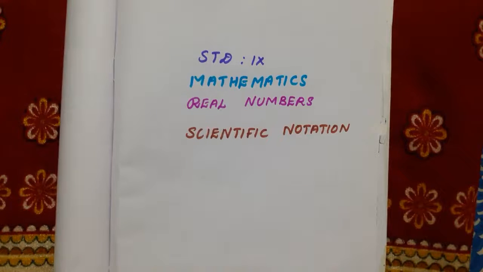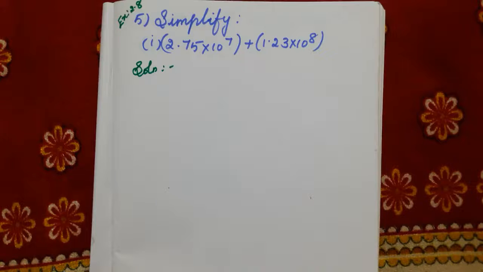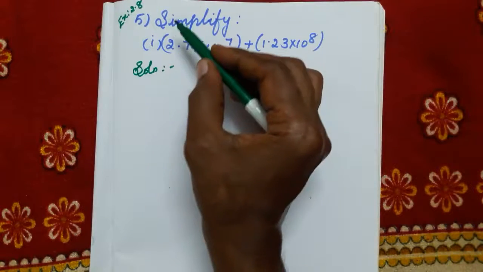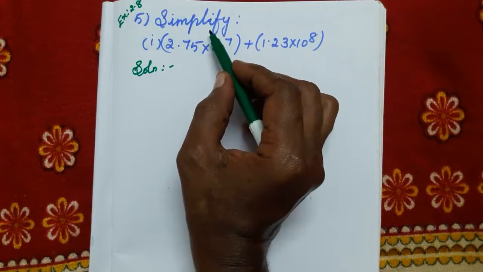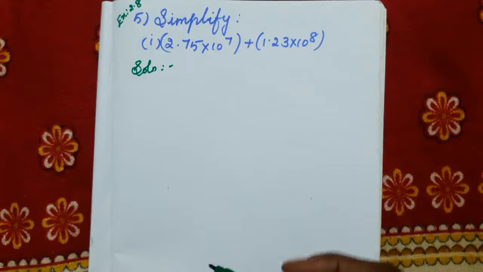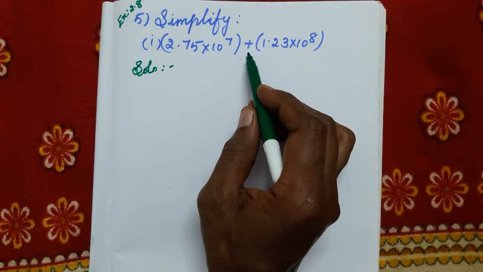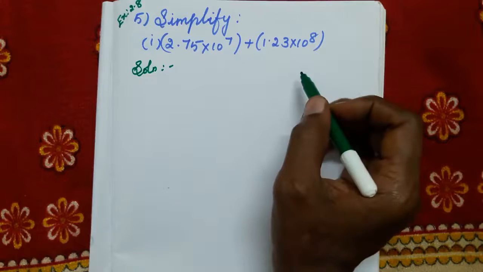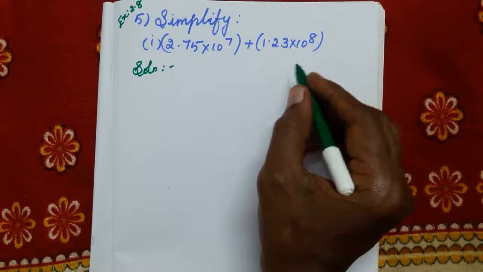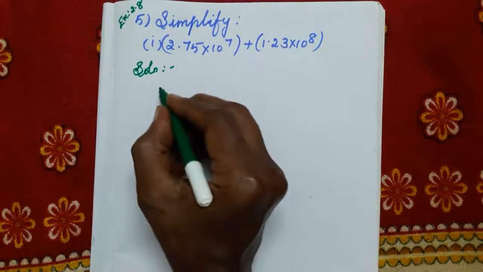In the previous class, you have learned scientific notation. Today also I am going to continue scientific notation. Now I am going to explain exercise 2.8, fifth problem, simplify. The first question: 2.75 into 10 power 7 plus 1.23 into 10 power 8. We have to simplify this first.